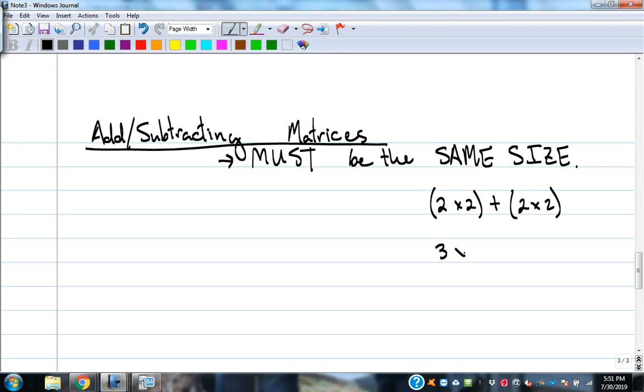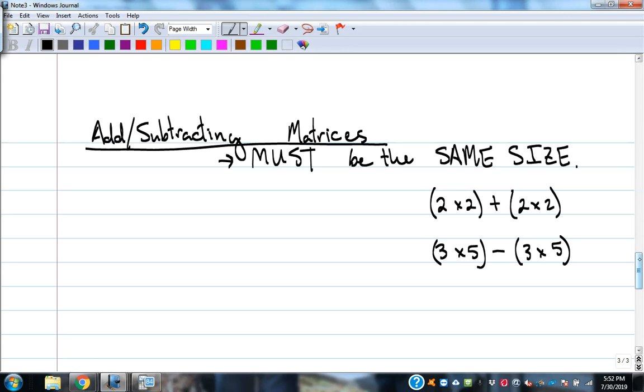You could have a 3 by 5 minus a 3 by 5. That works. You can do that. As long as the sizes are exactly the same, you can add and subtract them. If the sizes are different, it's an undefined operation. You can't do it. It means there's no solution. It doesn't work. So they have to be the same size in order to add and subtract. That's a very important thing because it's not the same rule when you multiply. So adding, subtracting, they've got to be the same size.